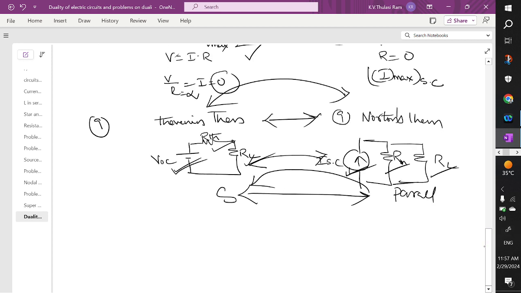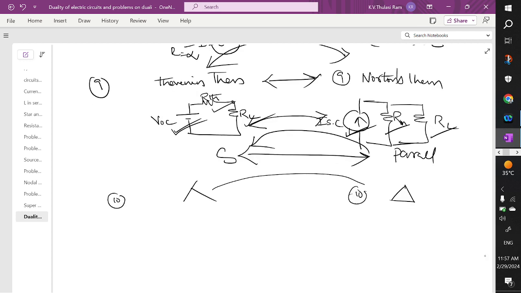So coming to the next one. If you have a star connected system, here you are going to have a delta connected system. So the dual of a delta is nothing but the star. I think you know the relations to each other. So here in the case of a star, phase voltage is equal to line voltage.